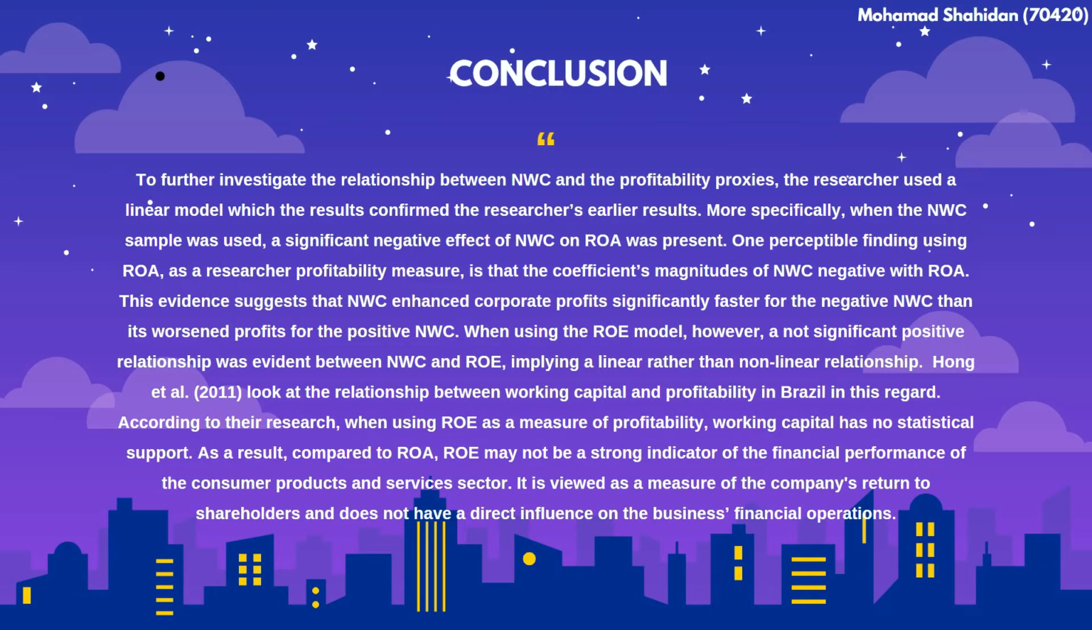Moving on to conclusions, to further investigate the relationship between net working capital and the profitability proxies, the researcher used a linear model, and the result confirmed the researcher's earlier result. More specifically, when the net working capital sample was used, a significant negative effect of net working capital on ROA was present. One perceptible finding using ROA as the profitability measure is that the coefficient magnitudes of net working capital are negative with ROA. This evidence suggests that net working capital enhanced corporate profit significantly faster for negative net working capital than it worsened profits for positive net working capital.